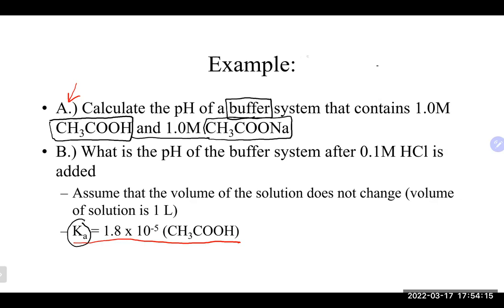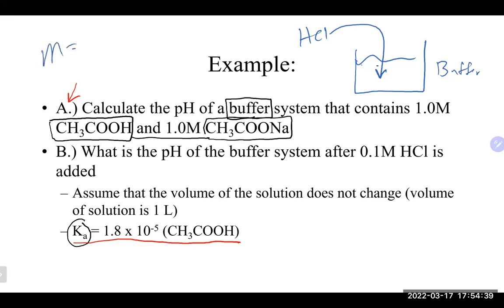Now, let's talk a little bit about what happens when we take a buffer such as this, and I dump some HCl in there. When I add volume, does the molarity stay the same? I see some shaking of heads, no, I'm hoping. So the answer is no, it does not, because molarity is moles of solute per liter of solution. So when you add some solution to some other solution, the bottom part of molarity continues to change.